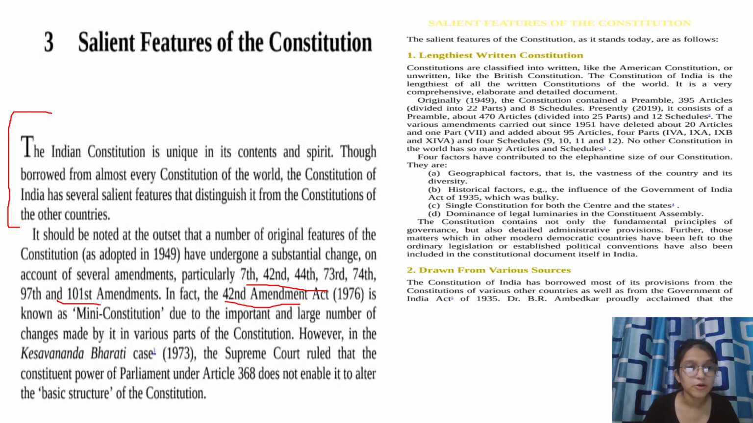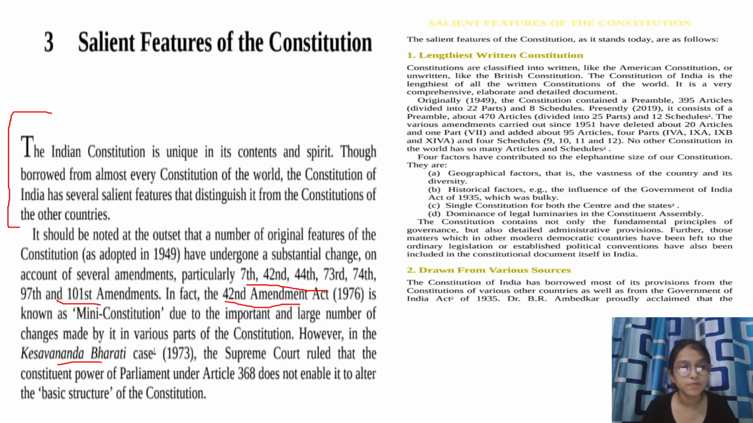Then we have another important case, the Kesavananda Bharati case, which is also known as the fundamental rights case. If you are a law student, or if you are doing UPSC and law is your optional subject, or you are doing LLM or whatever field you are in, this is a must-know case that you can't ignore.